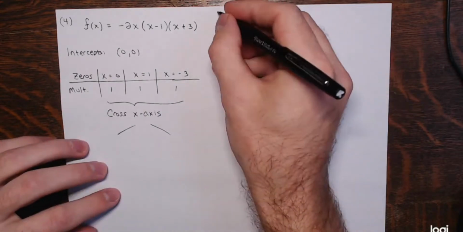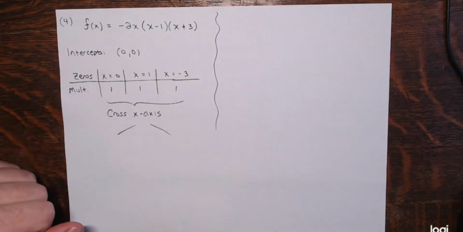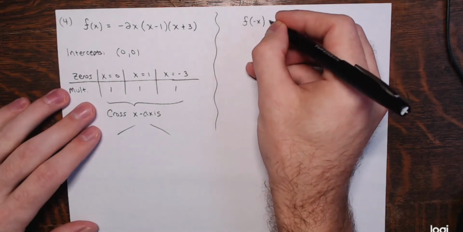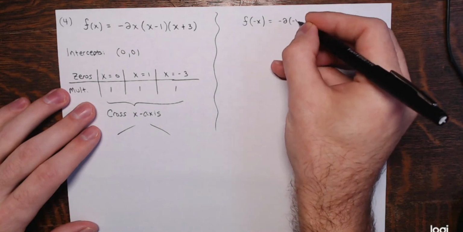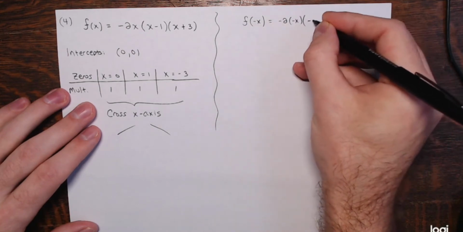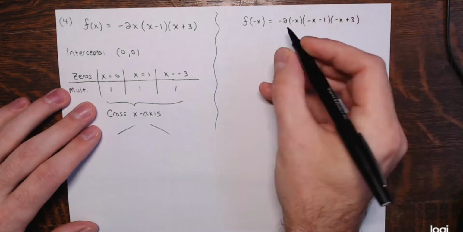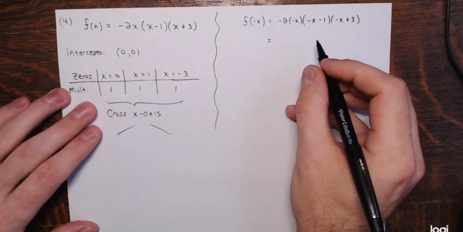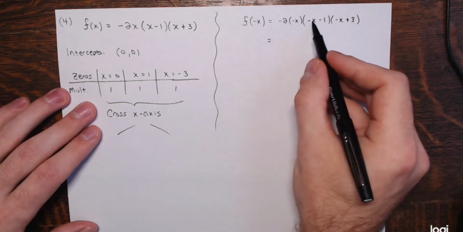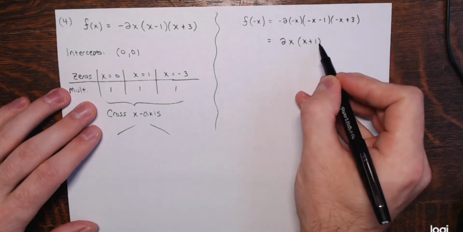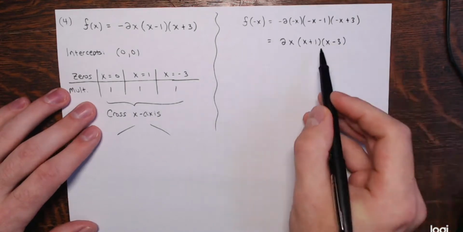Checking the symmetry. Once again, I can already see that this has no y-axis symmetry or origin symmetry. But you can verify it by, again, looking at f of negative x. That's negative 2 times negative x times negative x minus 1 times negative x plus 3. And if you factor out all the negatives here, 2 negatives make a positive, 2 negatives make a positive, so it ends up being positive 2 times x plus 1 times x minus 3. And again, this is not the same as the original.